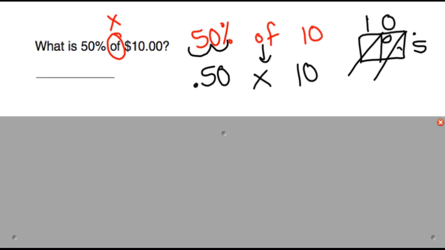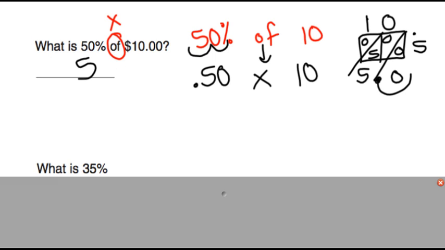We have 0 here, and 5 times 1 is 5. And we're going to move the decimal over 1 time. So 50% of 10 is 5. Many of you might be thinking, I could have done that in my head, but this is just a general example to show you that of can be used in other places in math. So let's look at the next example.